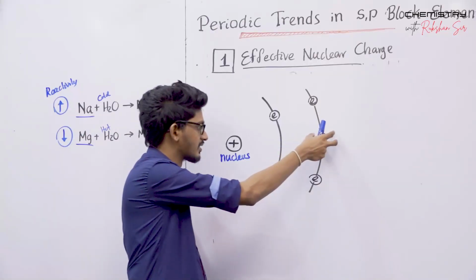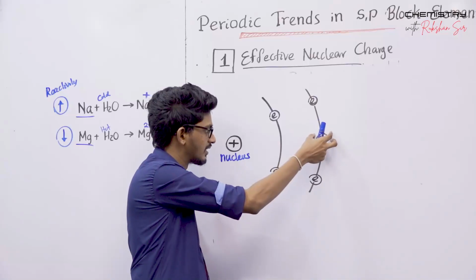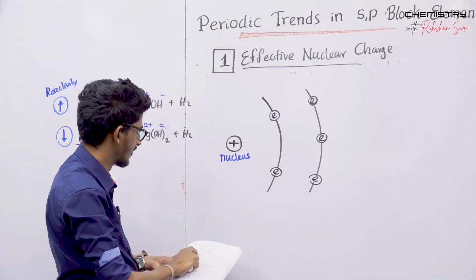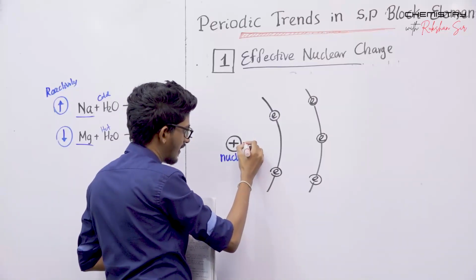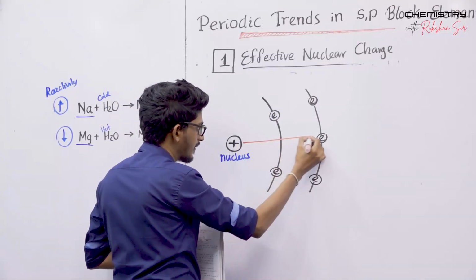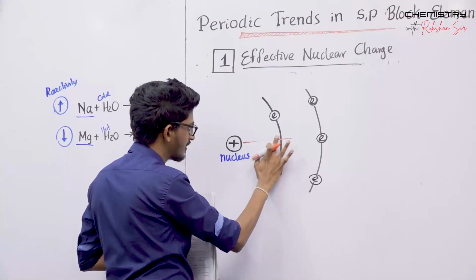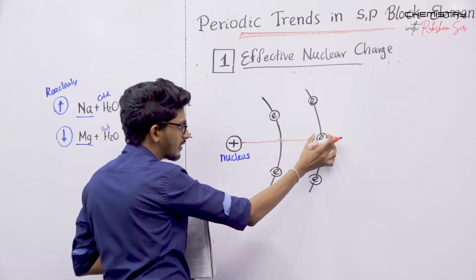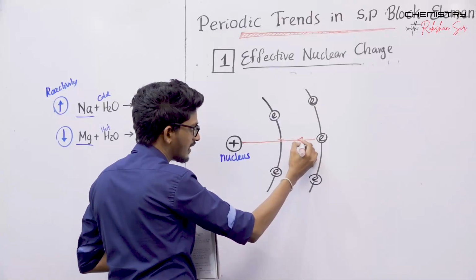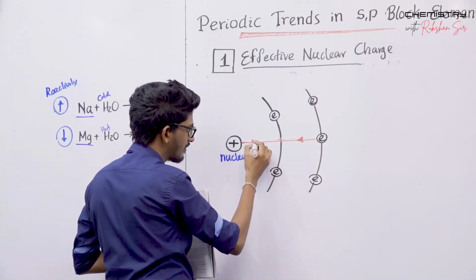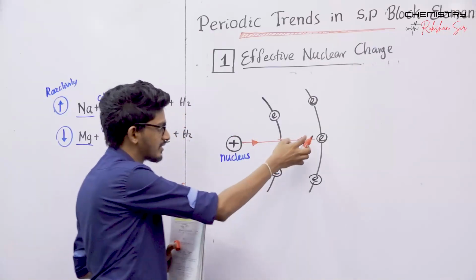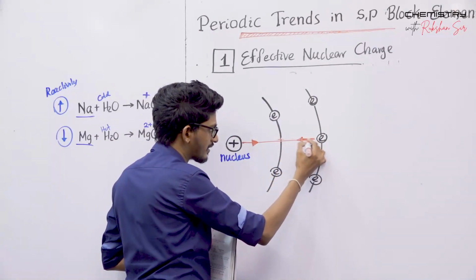This is the attraction to the nucleus, mainly because of the opposite charges of the nucleus and the considered valence electron. This electron will be attracted to the nucleus due to the opposite charges of the protons and the electrons. So this is the attraction, actually the nuclear attraction.